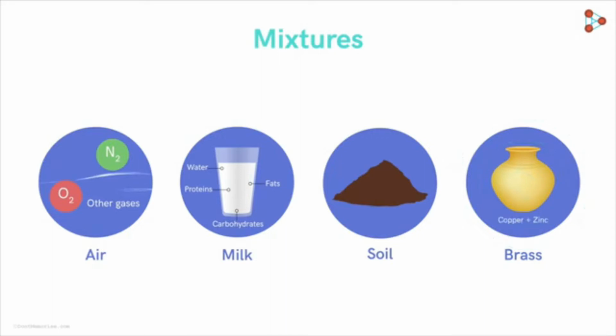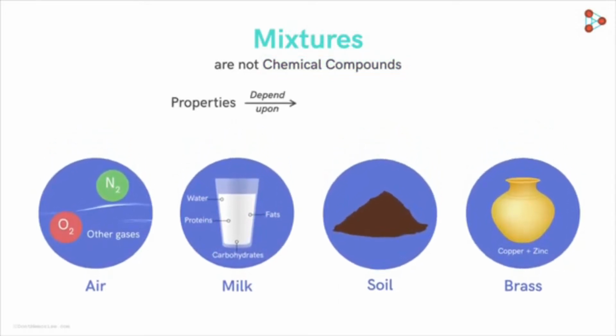We note that a mixture is not a chemical compound. In these examples, the different kinds of mixtures are not chemically combined. That is, they do not chemically react with each other to form compounds. There is one characteristic of a mixture: its properties depend upon the proportion of different components.